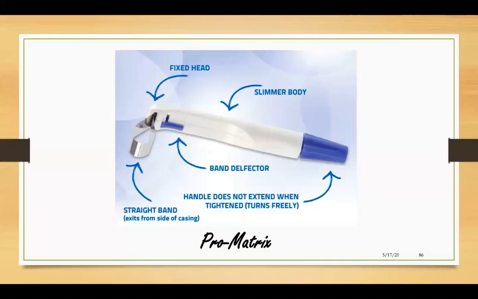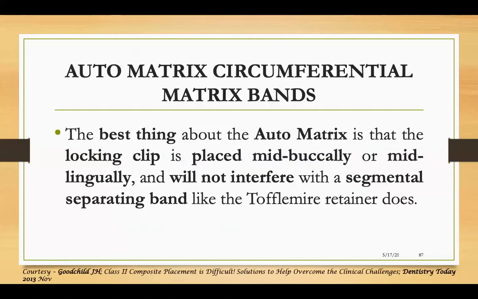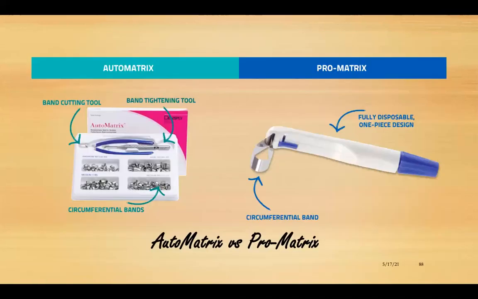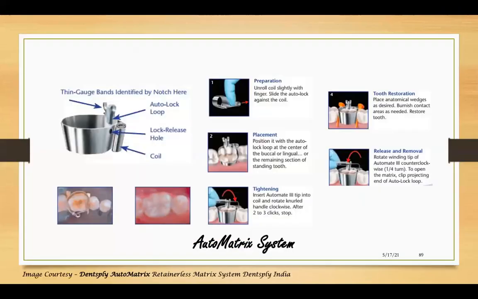Pro Matrix, again, a plastic kind of slimmer body, fixed head, band deflectors. The straight band you can adapt and roll in is very easy compared to your Tofflemire. Automatrix circumferential band. Now this is the one a lot of people who cannot afford the Palodent system will have, Automatrix or Pro Matrix at their clinic. Automatrix also has a lot of small bands you can use and throw. These are disposable bands, as you can see. So this is all just the evolution.